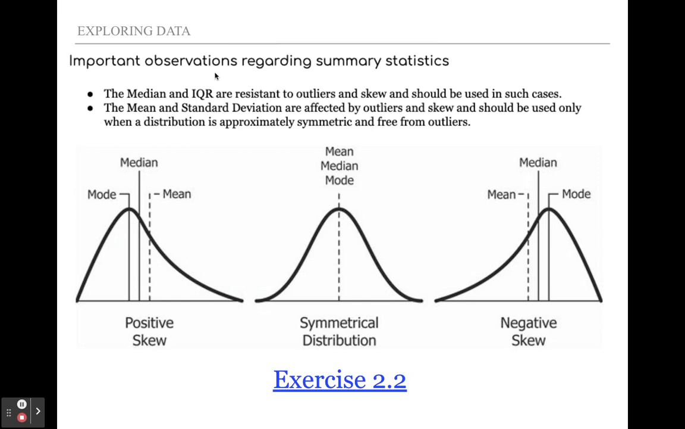Okay, and some important observations about when you have symmetry versus skew. The median and the IQR, listen up, this is very important. The median and the IQR are resistant to outliers and skew. So when you have outliers or skew, the median and the IQR are the best measures of center and spread.